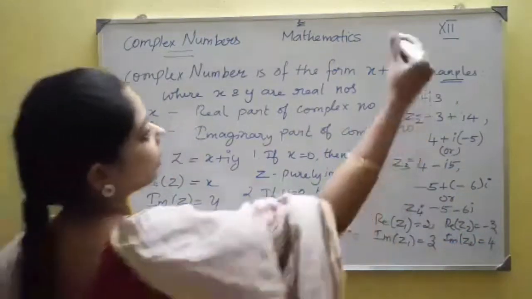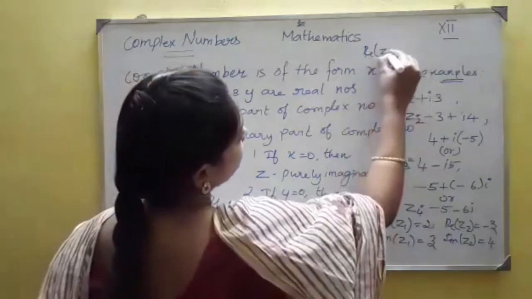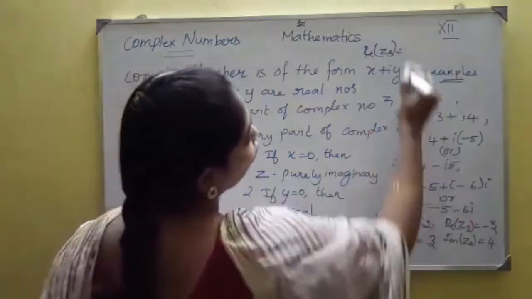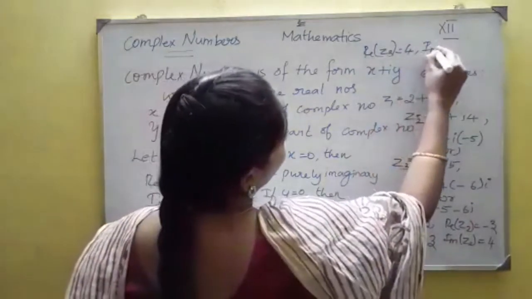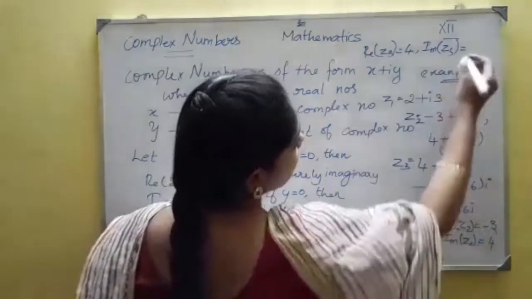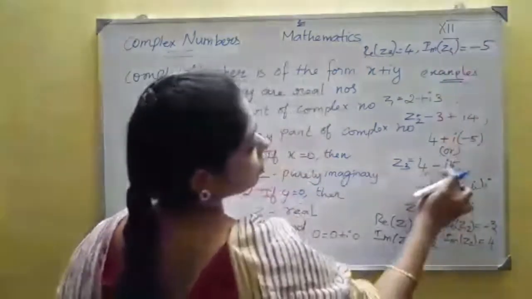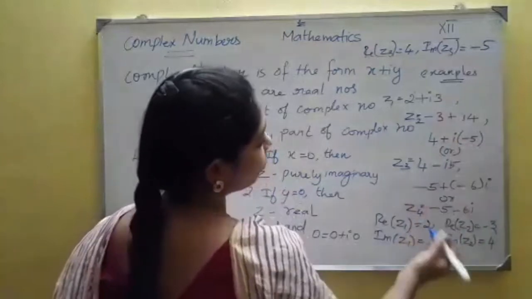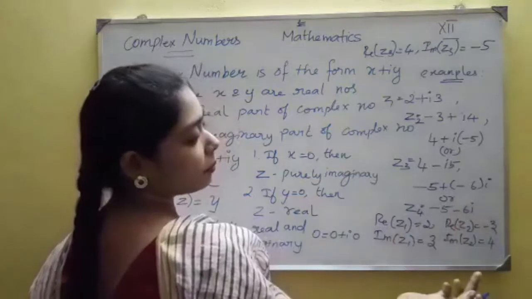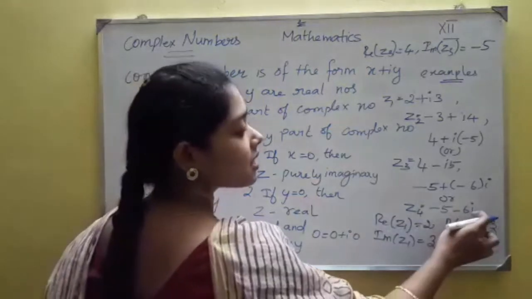And what is the real part of Z3? Real part of Z3 is 4. Imaginary part of Z3 is minus 5, so you are supposed to take the minus 5. And what is the real part of Z4? Minus 5. Imaginary part of Z4 is minus 6.